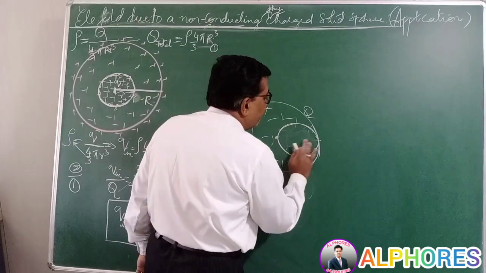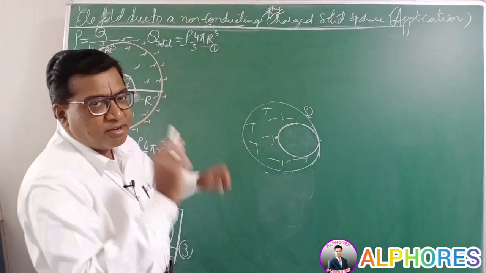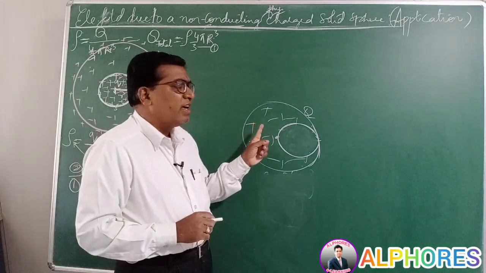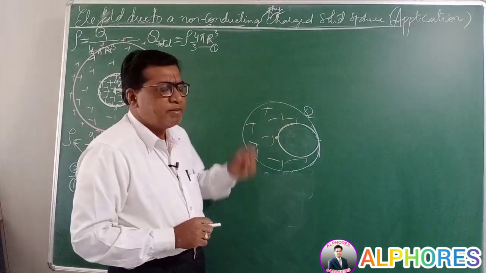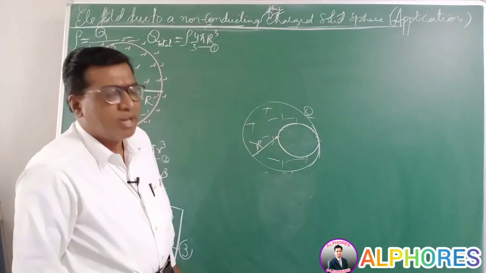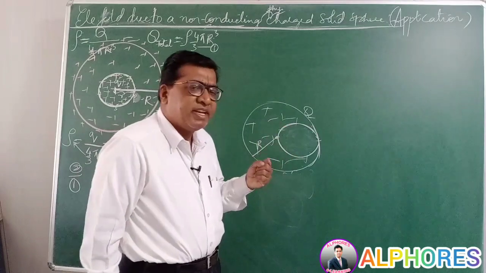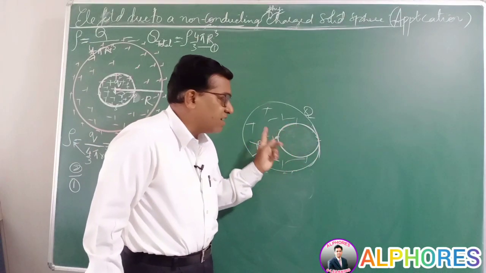You see, he is giving you the question in the form of a sentence. A solid sphere is given a total charge capital Q. Its radius is capital R. Now, consider a smaller sphere inside, touching the surface of the sphere and passing through the center of the sphere.